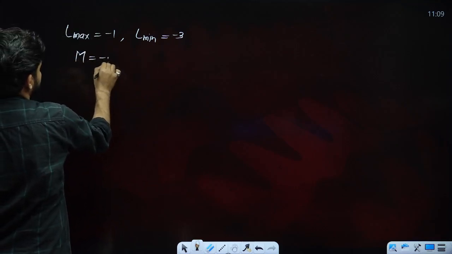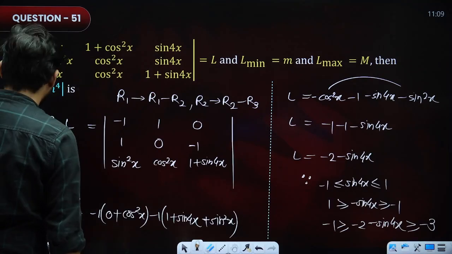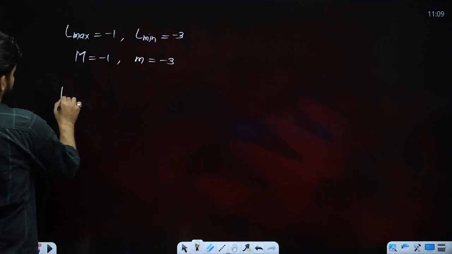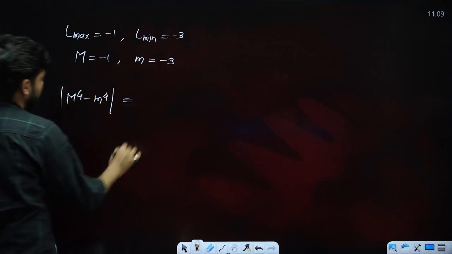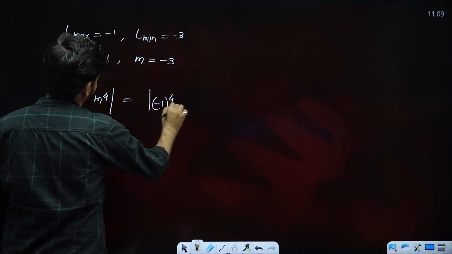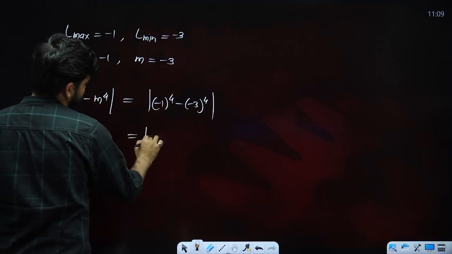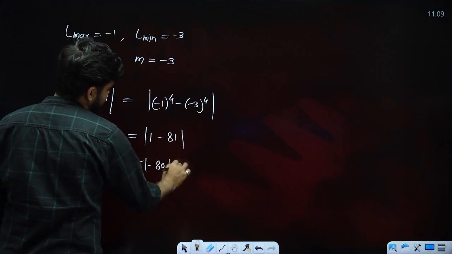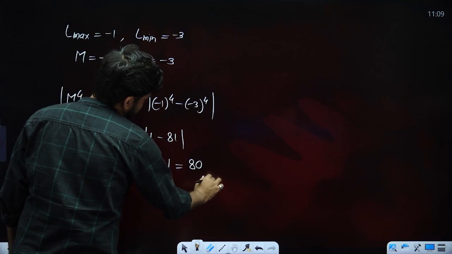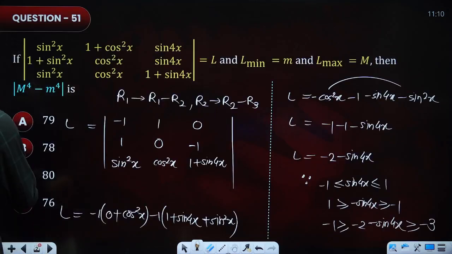So capital M is minus 1, small m is minus 3. Now we have to find M to the power 4 minus small m to the power 4 in a mod. So minus 1 to the power 4 minus minus 3 to the power 4. So we got 1 minus 81. This is equal to minus 80 in a mod, and here we have 80. Okay, so the answer is 80. Option C is the correct answer over here.